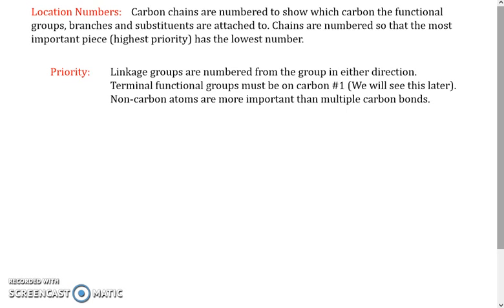So location numbers. Carbon chains are numbered to show which carbon the functional groups, branches, and substituents are attached to. Chains are numbered so that the most important piece has the lowest number. Now, these two pieces are important, but they're not going to be important today. So don't cross it out, but for now, we're not going to talk about it.